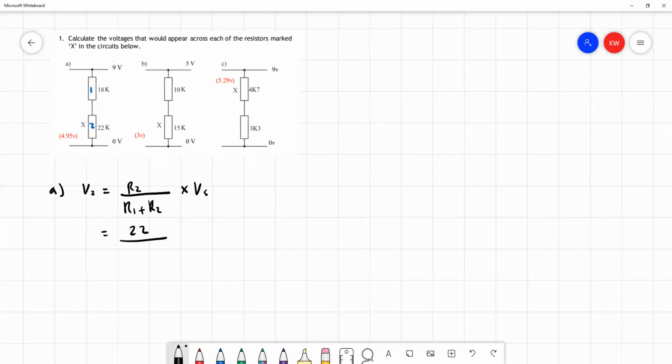So we'll have 22 over 22 plus 18 multiplied by 9. So that leaves us with 22 over 40. And hopefully you can see 22 over 40 is going to be equal to 22,000 over 40,000, which is why our unit conversion is not particularly important here. So working this out, we've got 22 divided by 40 times 9, which gives us 4.95 volts, which is of course the answer indicated as correct in the question.